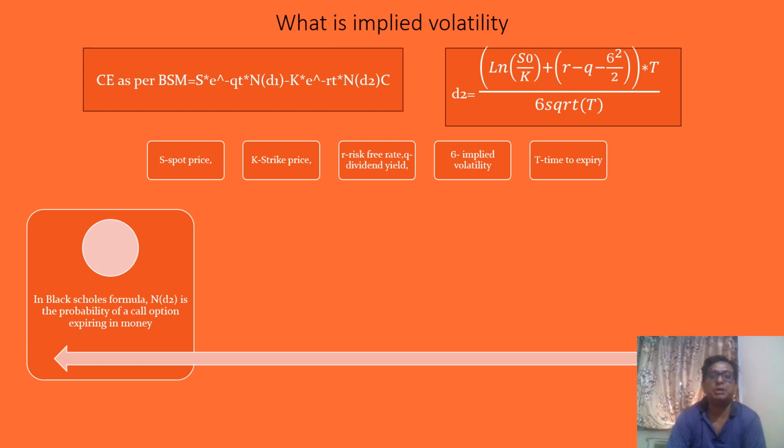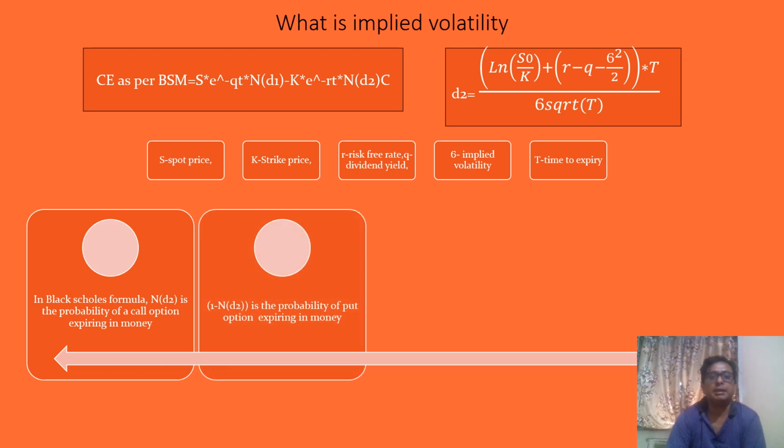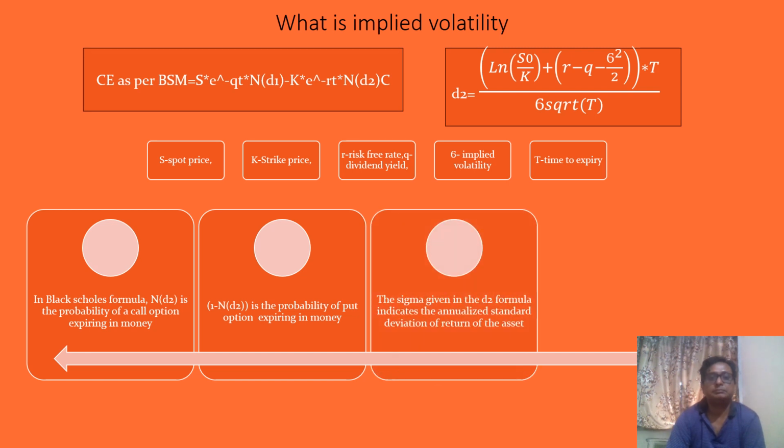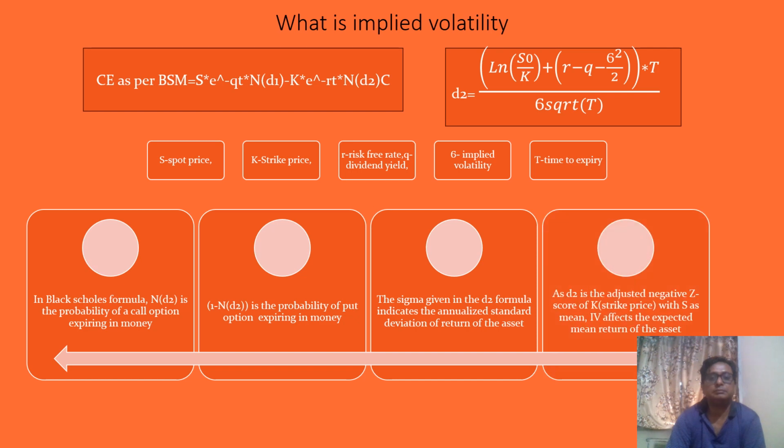As N(D2) is the cumulative probability distribution of D2, it is the probability of a call option expiring in the money. Similarly, 1 minus N(D2) is the probability of a put option expiring in the money. The sigma given in the D2 formula indicates the annualized standard deviation of the return of the asset. As D2 is the adjusted negative Z score of K, the strike price, with S as the mean, implied volatility affects the expected mean return of the asset.